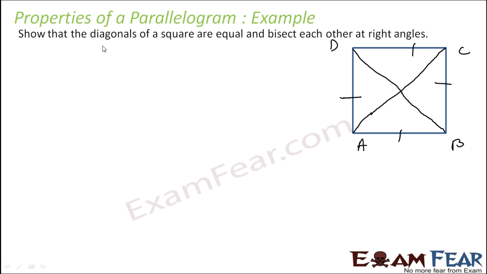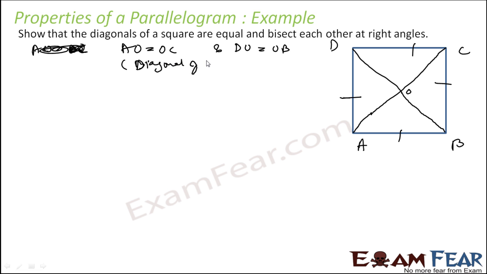See, a square is a parallelogram. Okay, since it is a parallelogram, the diagonals will bisect each other. So AO will be equal to OC, and DO will be equal to OB. Correct? Because it is given. I can say diagonals of a parallelogram bisect each other.